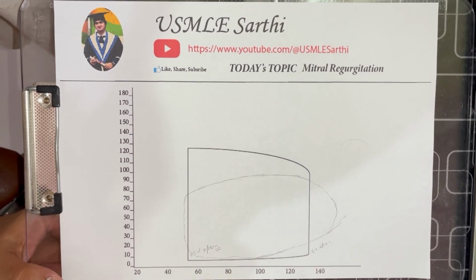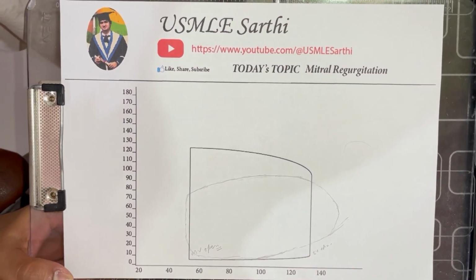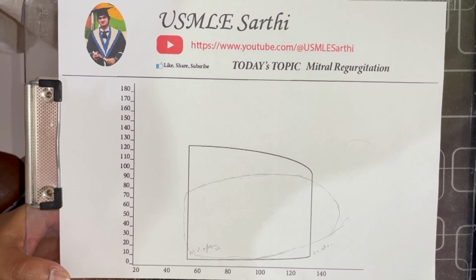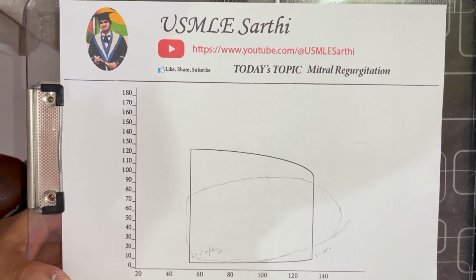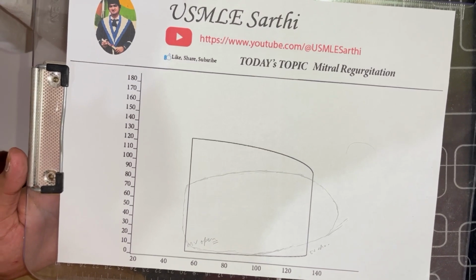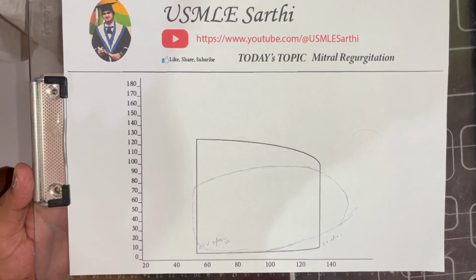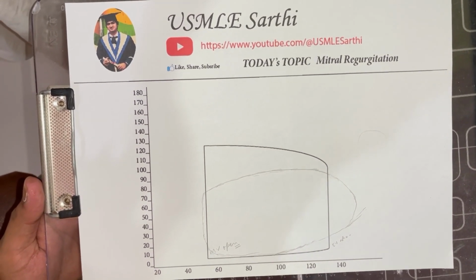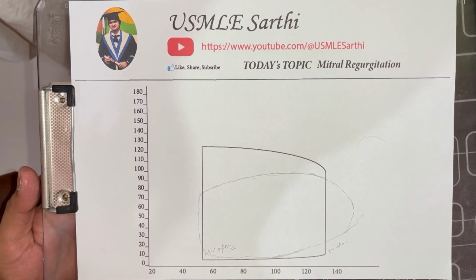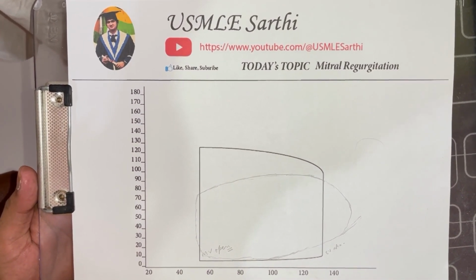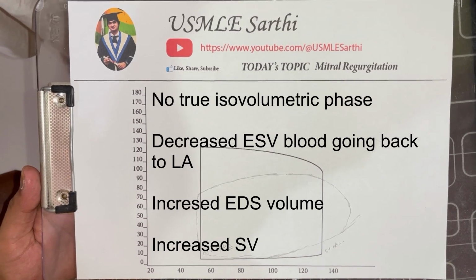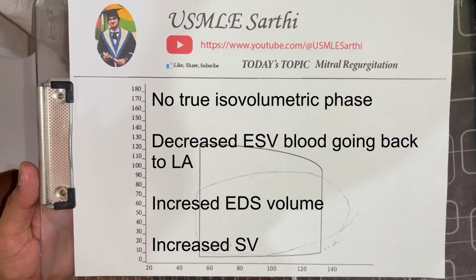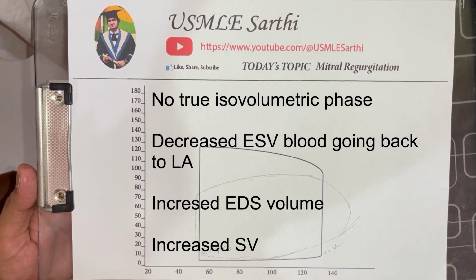So now let's go to what happens in this situation. In mitral regurgitation, as I already said, there is no true isovolumetric phase because the blood is already going into the left atrium. The same thing happens in aortic regurgitation. In aortic regurgitation, it is because the blood is going back into the ventricle, because at that time the aortic valve is incompetent. So there is also a decrease in end systolic volume because blood is going into the left atrium.